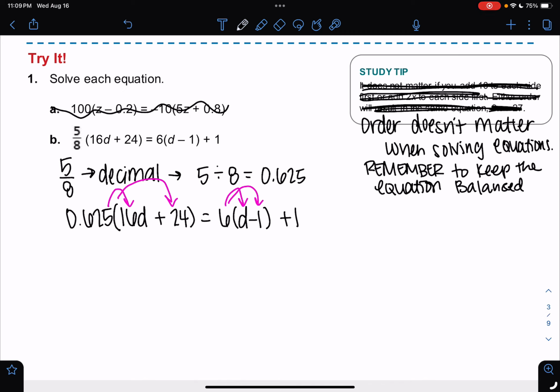Okay, so I'm going to go ahead and do my multiplying. So I've got 0.625 times 16d, and that's going to give me 10d plus 0.625 times 24 is 15. So I've got a really simple one now, and it looked like it was crazy at first, but it's not, so it's nice.